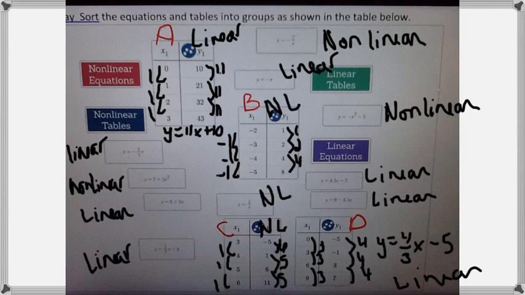The secret message is that any equation where x is being raised to the first power is linear, unless it's being divided by x. So for instance, on this one, it was being divided by x.